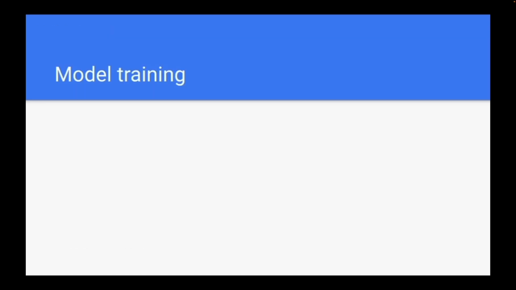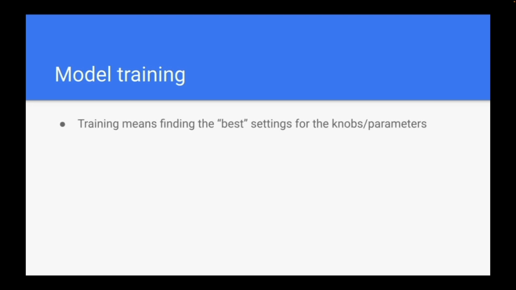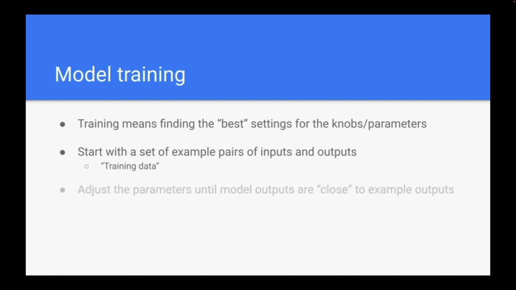Okay, so model training is the next concept we've got to at least chat about a little bit. So training basically means finding the best settings for the knobs or the parameters. And best is a relative concept. There are books and papers written about what best means. But this will suffice for now. And so we start with a set of example pairs of inputs and outputs. So this comes presumably from the real world. Known input, known output. We call this training data.